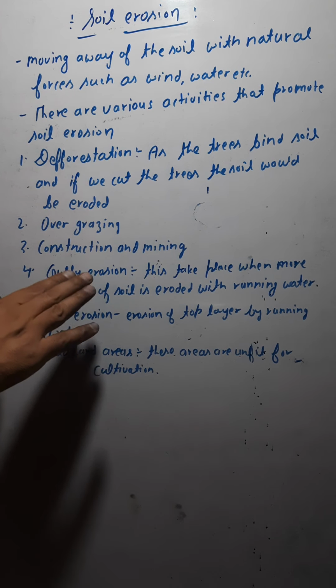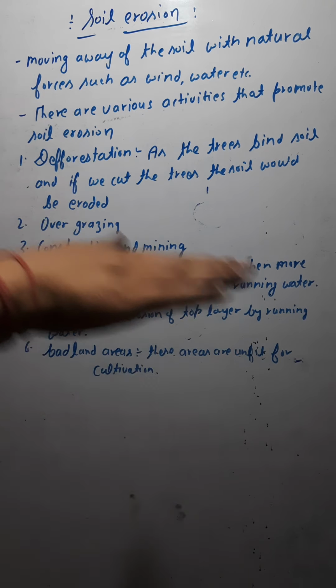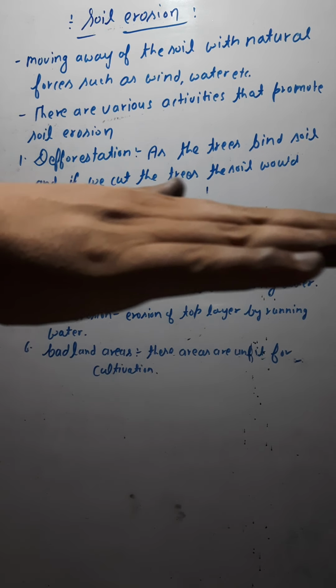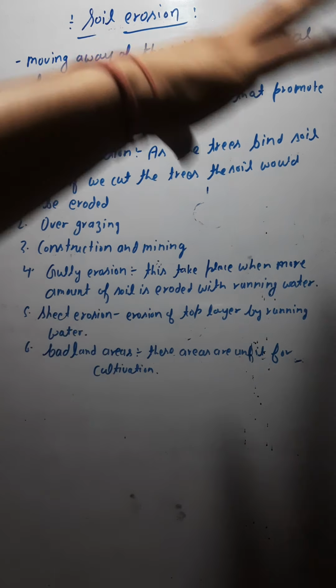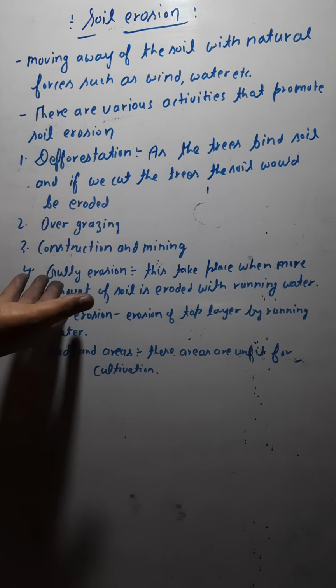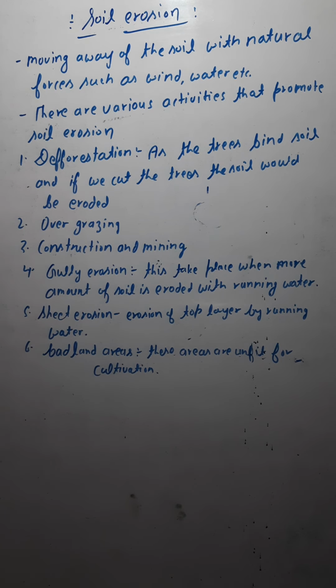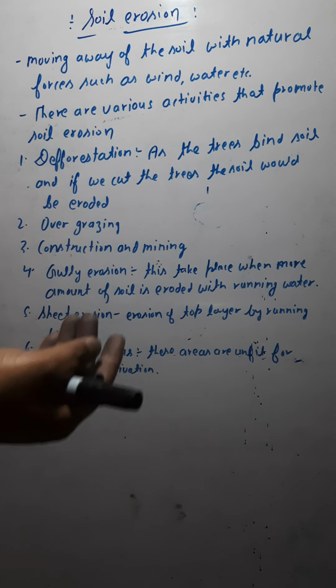Sheet erosion means washing of the top layer of the soil. If the top layer of the soil is washing away with the running water, this erosion is known as sheet erosion. If a larger amount of soil is being washed away by the running water, this erosion would be known as gully erosion. So running water is again a very important cause for soil erosion here. Next one is the badland areas. Areas like Chambal there.